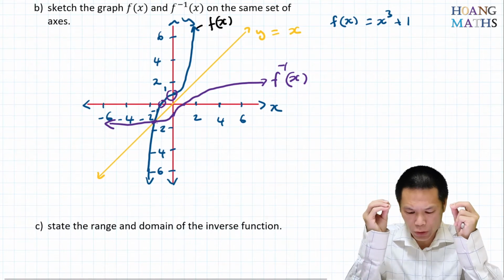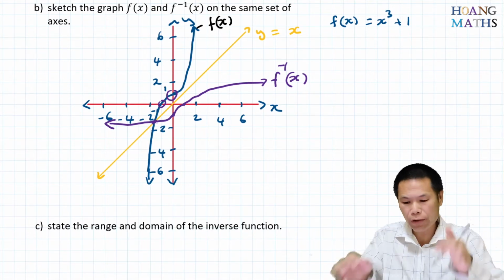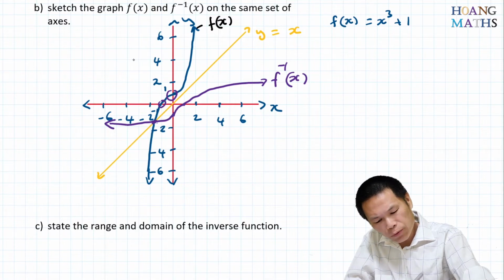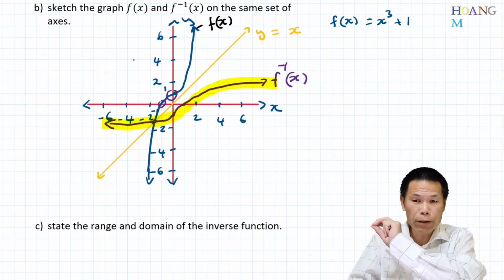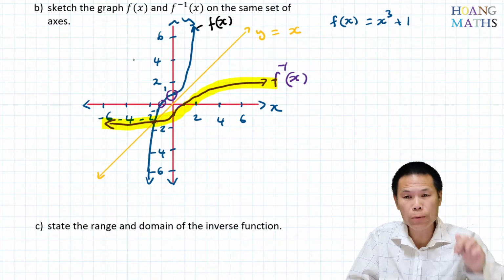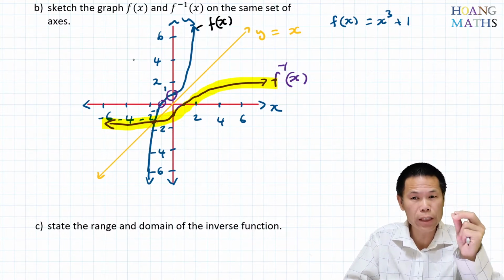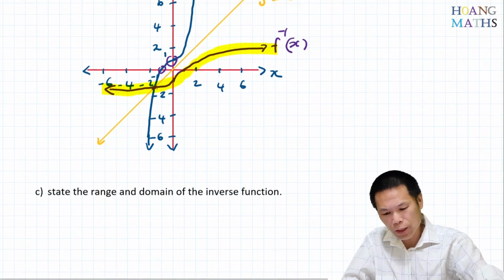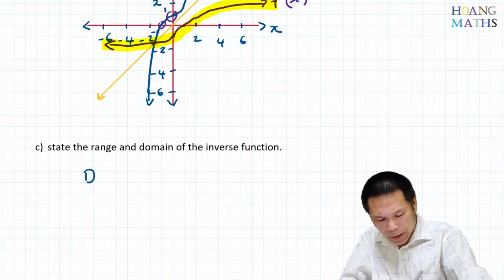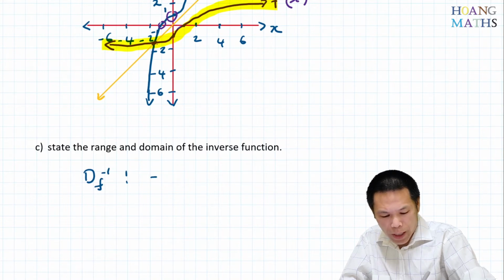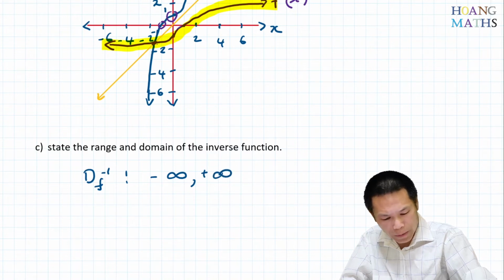So part C. We need to write down the domain and the range of the inverse function. You can see the domain for the inverse is this one here. There are no restrictions, so it can go from negative infinity all the way to positive infinity for the x values, because the domain is the set of x values. Let me write that down. The domain of the inverse is from negative infinity to positive infinity, exclusive.